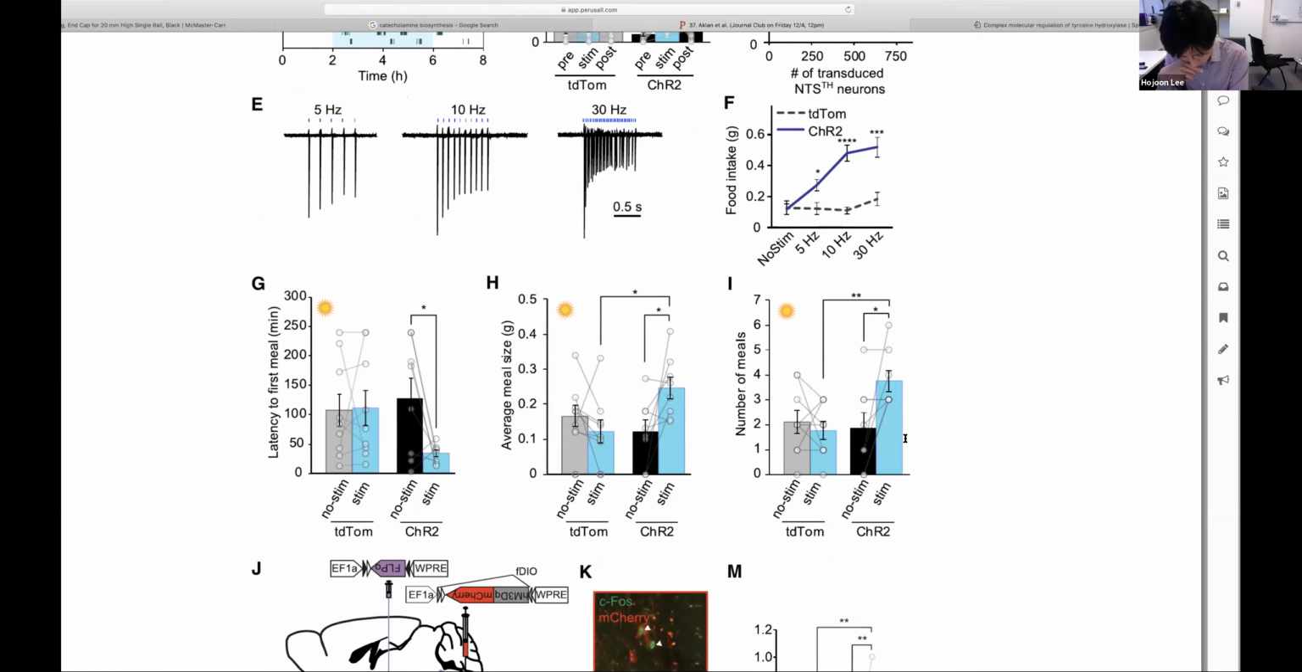What are they doing in E? What are these figures showing? Yeah, I'm confused. Is this voltage? Is this current? I don't understand what they're showing me. Is this a slice experiment? I'm not sure. All they say is seal recordings. I don't really know what those are.